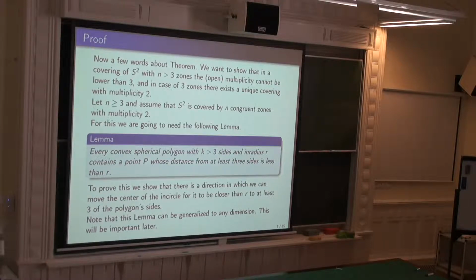To prove this, we show that there is a direction in which we can move the center of the inscribed circle for it to be closer than r to at least 3 of the polygon sides. It's an important note that this can also be generalized into higher dimensions. So in the higher dimensional sphere with these properties, all the zones also need to be spherical simplices.